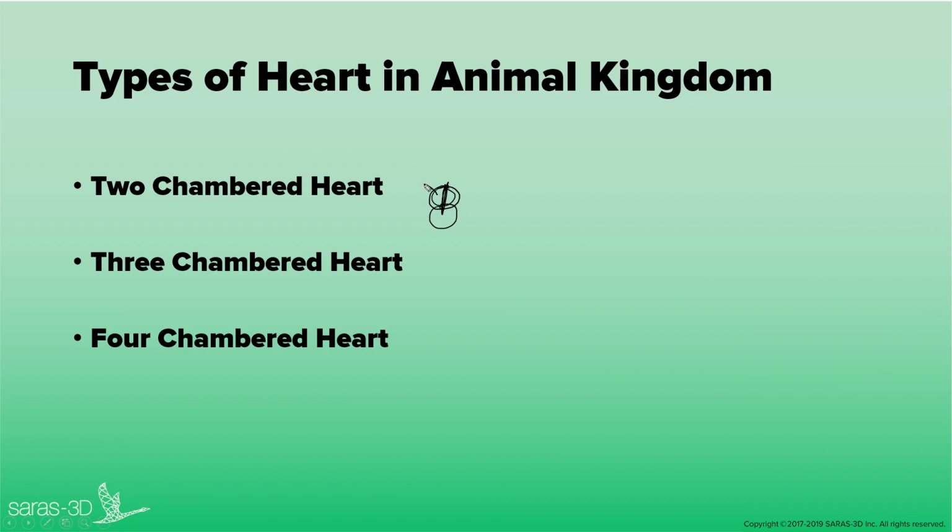which leads to the development of three chambers, 1, 2 and 3. That is, there are two atria and one ventricle. Now this is seen in terrestrial animals, the three-chambered heart.